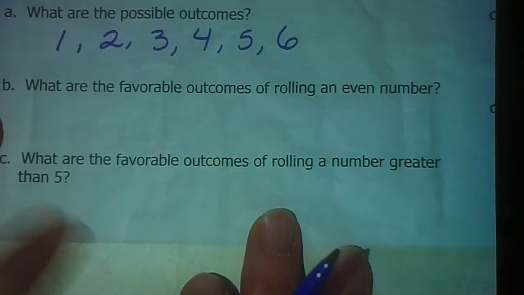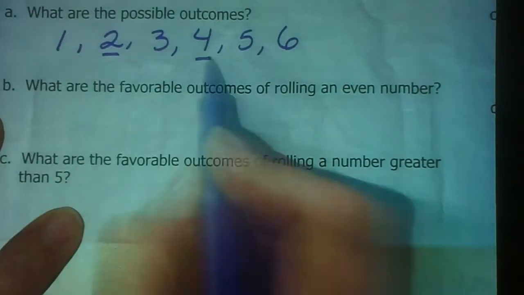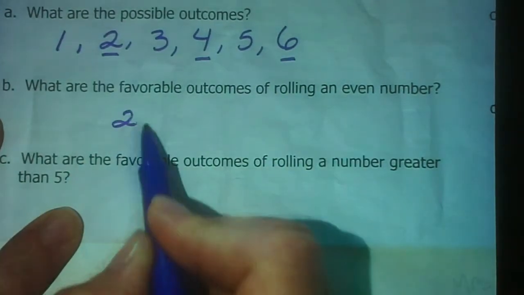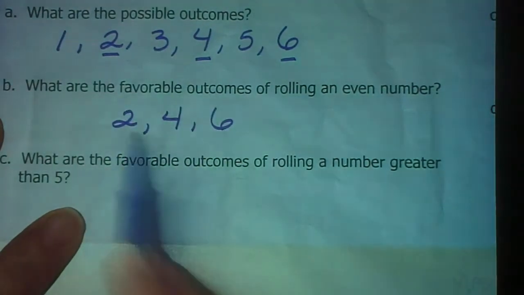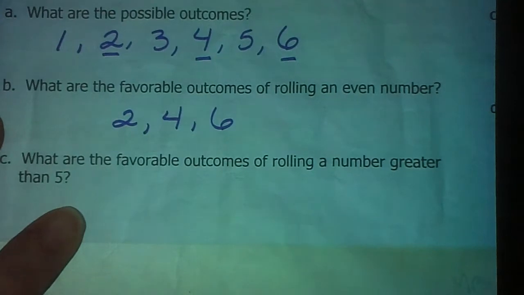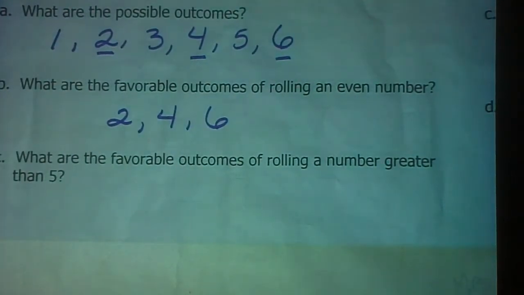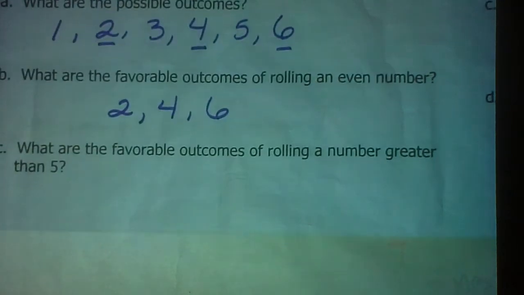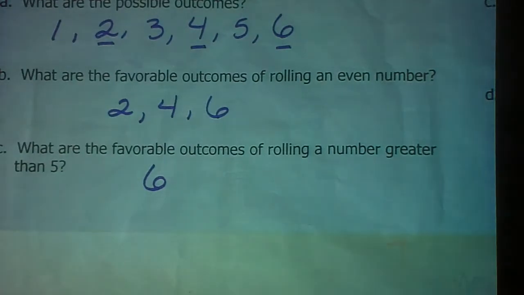What are the favorable outcomes for rolling an even number? Well, look up here. How many even numbers are there? 2, 4, and 6. Notice it doesn't say how many. It says what are the favorable outcomes. So you want to list what those favorable outcomes are. What are the favorable outcomes for rolling a number greater than 5? Well, there's only one of those, but 1 is not the answer. You want to put what that 1 is. It is a 6. Pretty simple, huh?